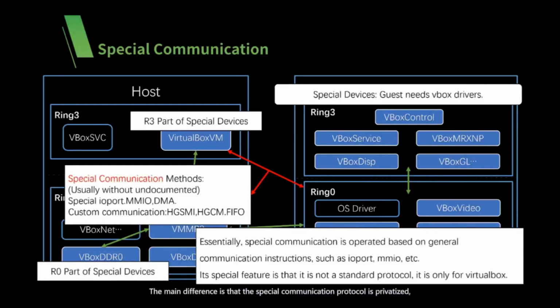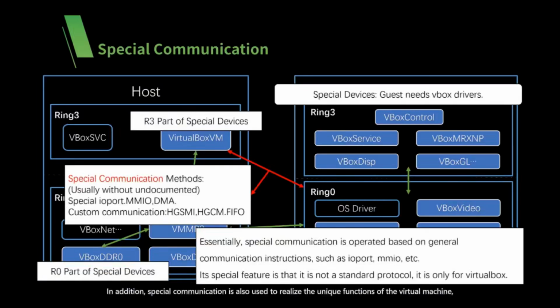The main difference is that the special communication protocol is privatized, and it doesn't exist on any real hardware. The purpose of this is to make it easier for developers to use the features of virtualization to make communication more efficient. For example, the network card is a key component that affects the system performance. Through special communication, developers can make an efficient ring buffer for guest and host communication.